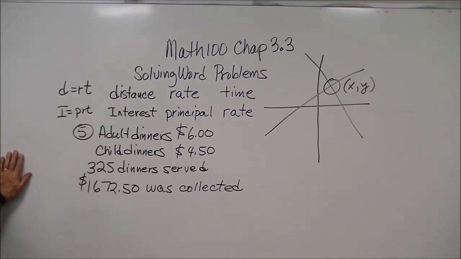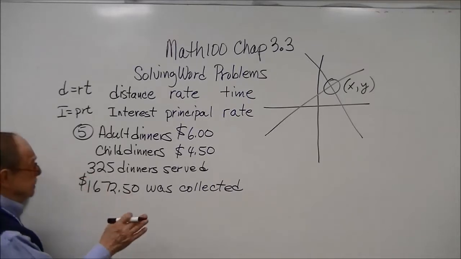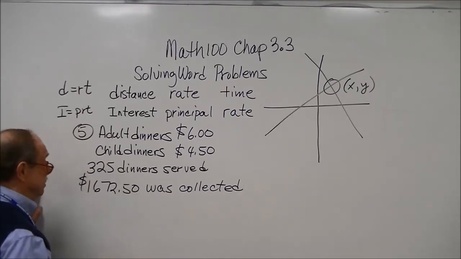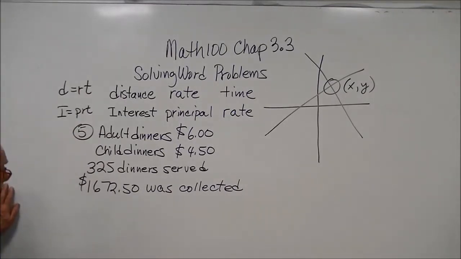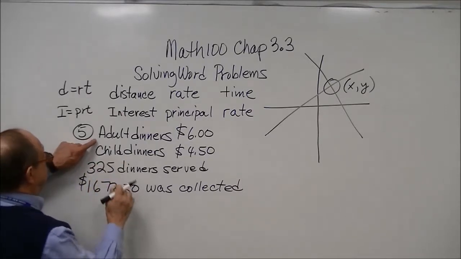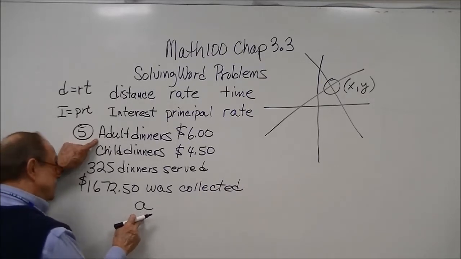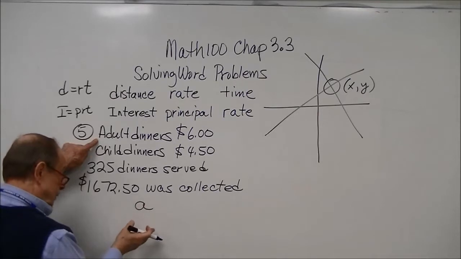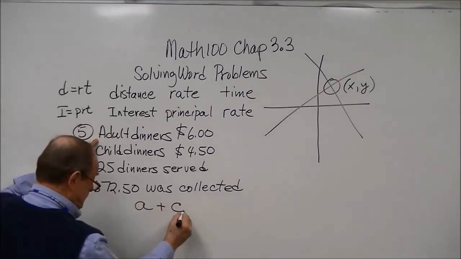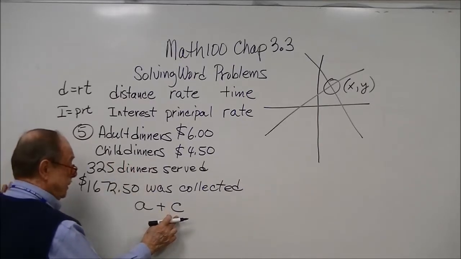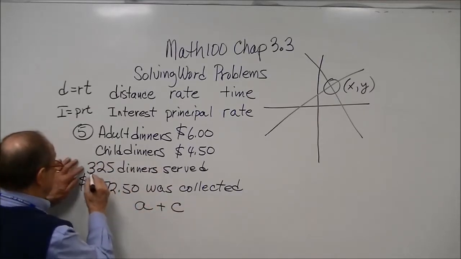And I'd like you to read it over, think about it, and see if you could come up with the equations. Again, we're looking for two equations that will intersect at some point where it will tell us what our variables are. And basically what we have here is adults. Let A equal the number of adult dinners served plus C, the number of child dinners served. And we know that total amount was 325.